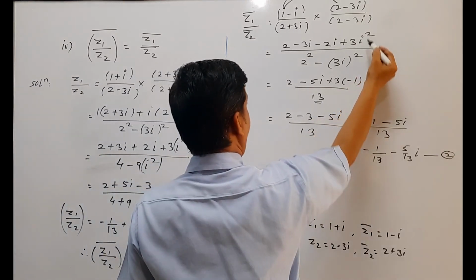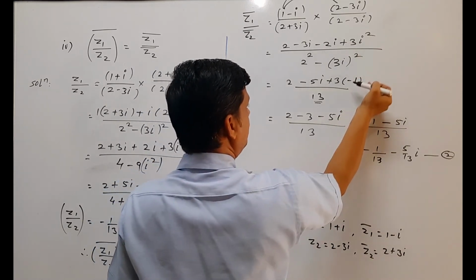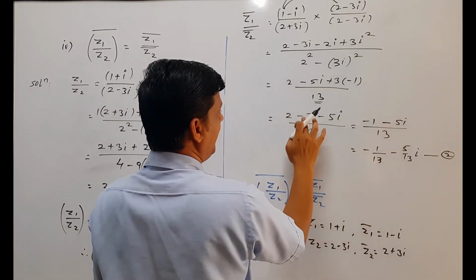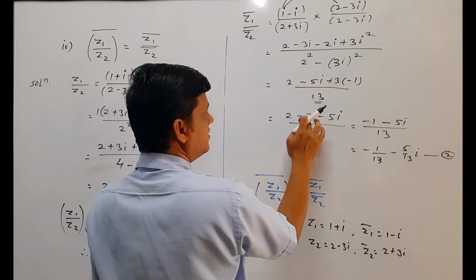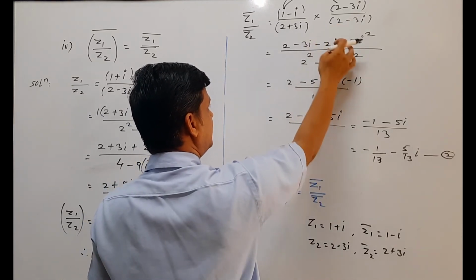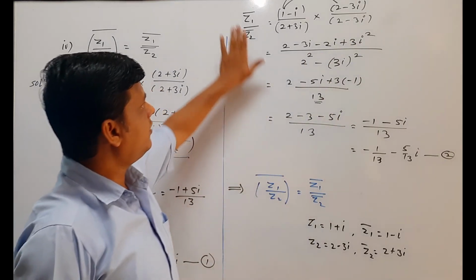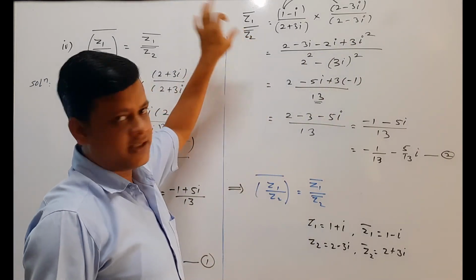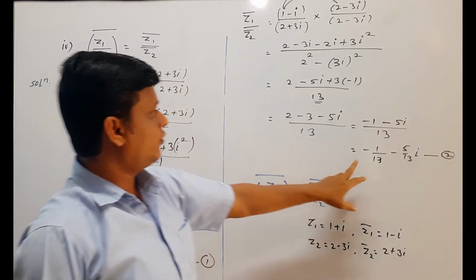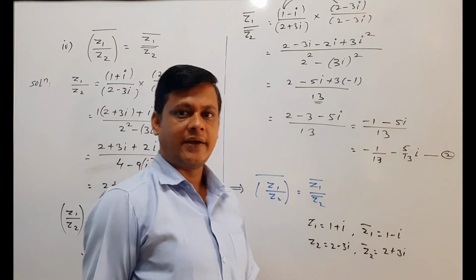Now we replace this i square by minus 1. So this 3 into minus 1, we get in next step minus 3. So we write it at second position, and this minus 3i minus 2i, we write minus 5i. In this way you can solve the RHS yourself also. So you get the value minus 1 upon 13 minus 5 by 13 i.